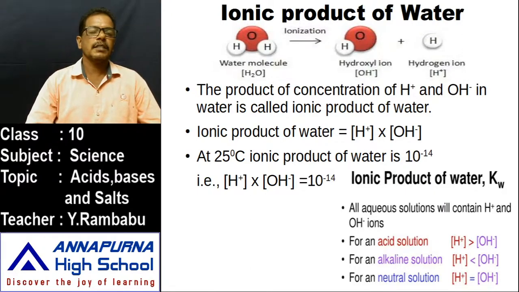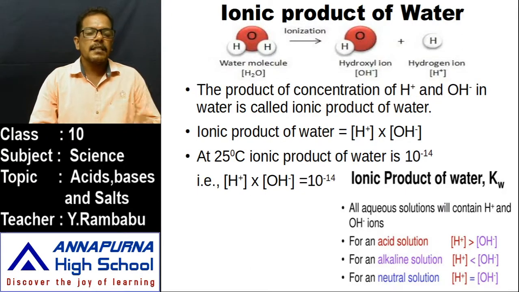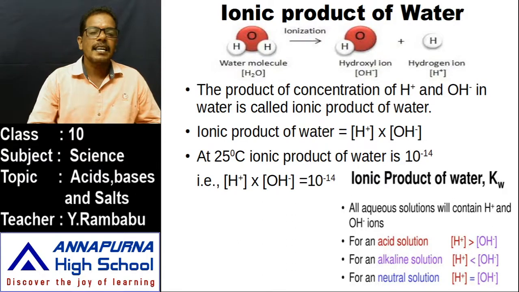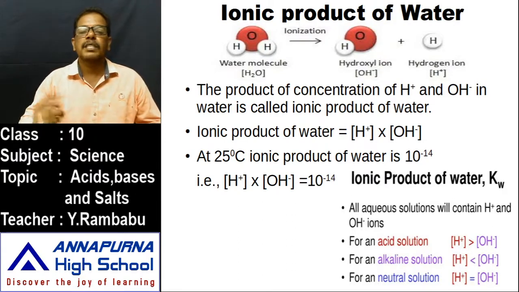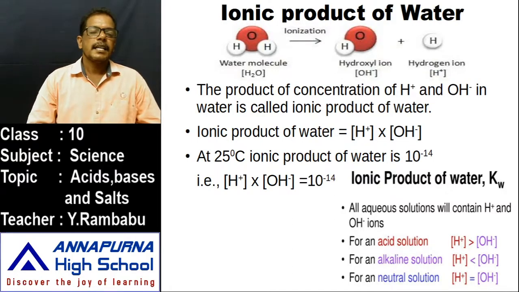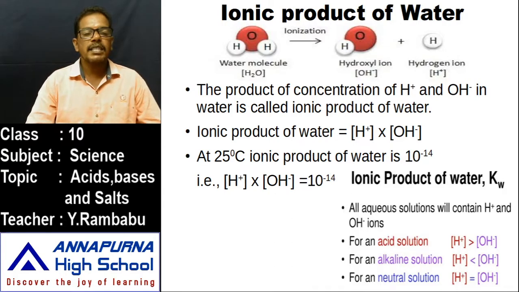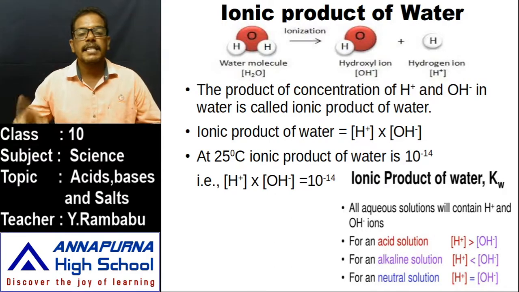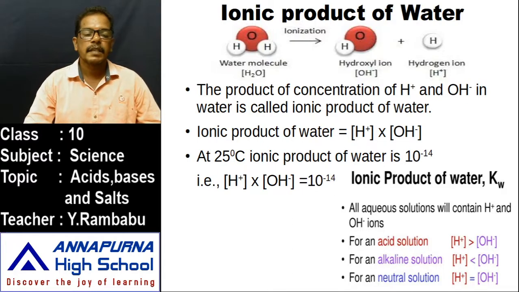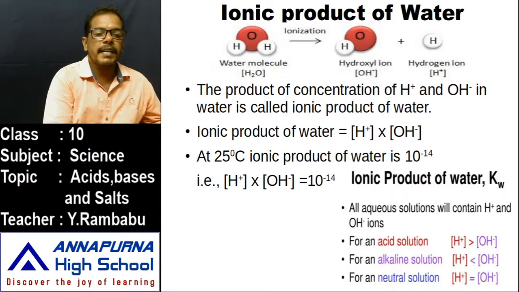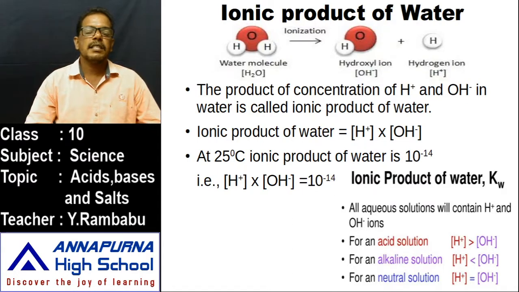How are they changed? Let us observe. If H plus ions concentration increases, at the same time OH minus ions concentration decreases. That means if H plus ions concentration is 10 to the power of minus 1, then what about OH minus ions concentration? That is 10 to the power of minus 13. H plus ions concentration is 10 to the power of minus 1, OH minus ions concentration is 10 to the power of minus 13. Why? Its product is always constant, that is 10 to the power of minus 14.